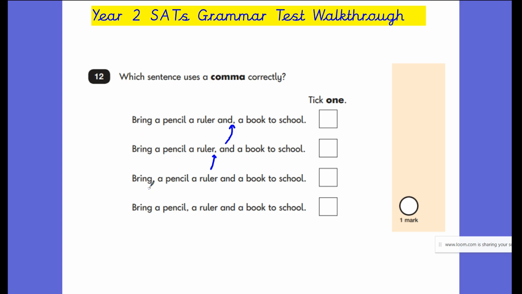"To list. Bring, okay," that's definitely not correct. We wouldn't have a comma after the word "bring" like this. It's not a front adverbial. What about the final sentence? "Bring a pencil, comma, a ruler, and a book to school." So here we've got a comma between pencil and ruler to list those two items. And instead of having a comma, we've added the last item with the word "and". So it's this final sentence which is the correct one. To get this question correct, they would need to tick that final sentence.